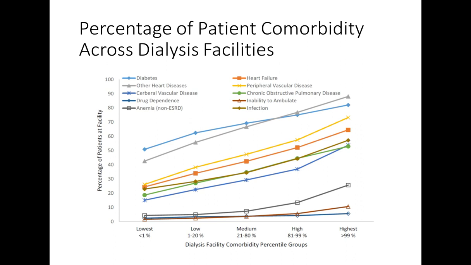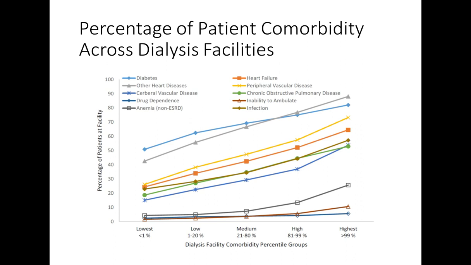So at the far left, in our lowest grouping, are the facilities that have the healthiest patients. And as we move to the right, facilities have a higher proportion of their patients with the comorbidities listed. I want to point out that at the extremes, in the first and 99th percentile, the far left and far right groups, those groups only have about 60 dialysis facilities in each one. It's the sickest and the healthiest facilities out there.